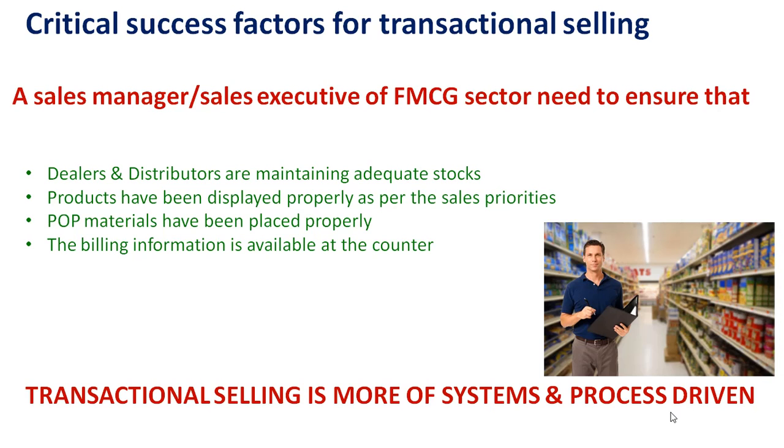So to summarize, transactional selling, which generally happens in fast moving consumer goods or fast moving consumer durable products, is more system and process driven. A sales manager in an FMCG company has to be very system and process driven. He has to ensure various parameters in the stores and at the distributor level, so that they can attain higher sales.